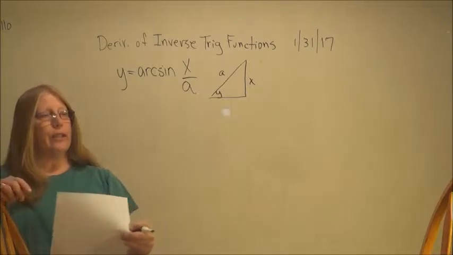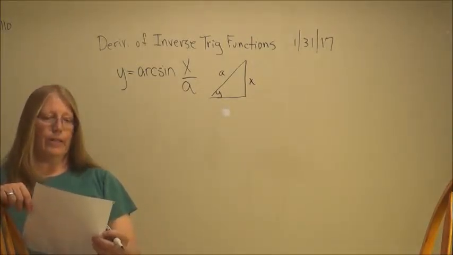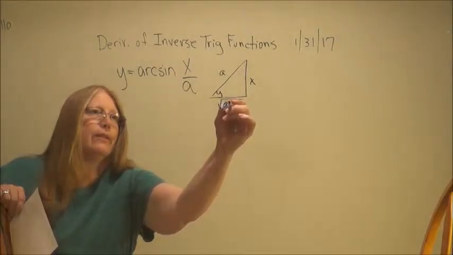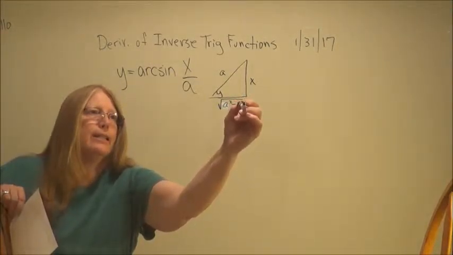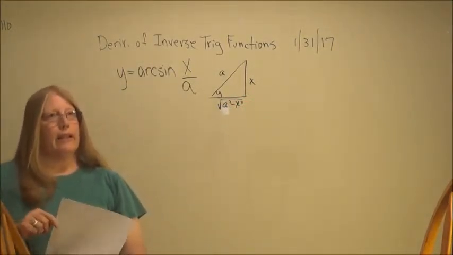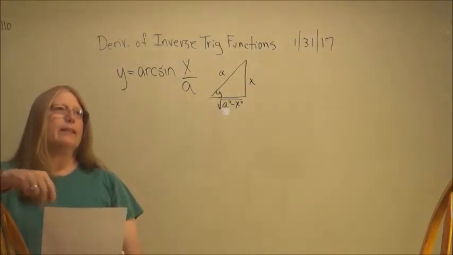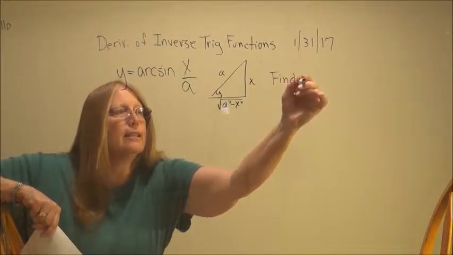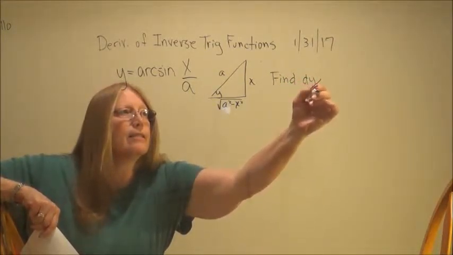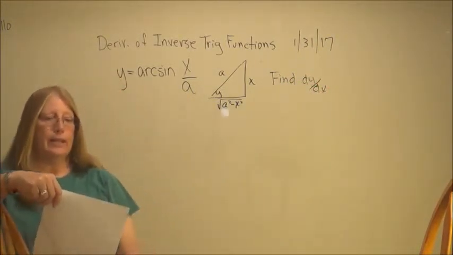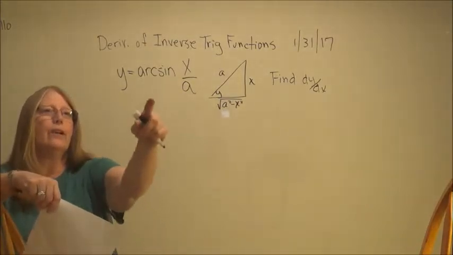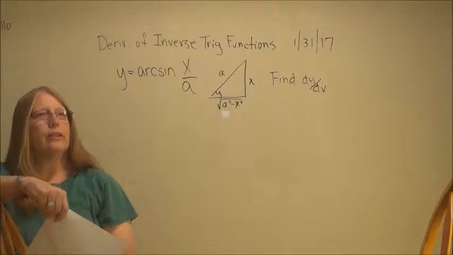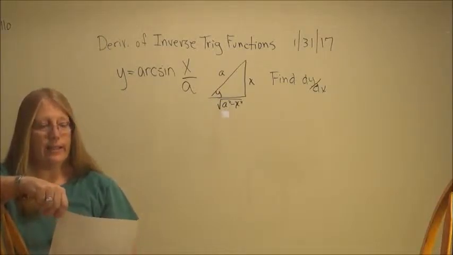So if that's true, let's go ahead and solve for the unknown side, because using Pythagorean we'll see that it's the square root of a squared minus x squared. All right, that information will help us, and we're trying to find dy dx. All right, so to do that, let's write what this really means. Like I just said, this means that there is an angle whose sine is x over a.